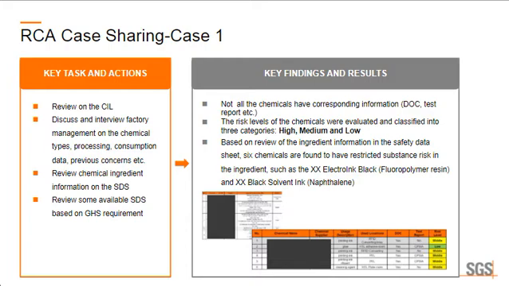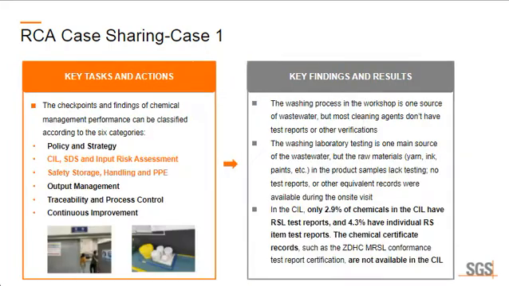We give 2 examples in the slides, and also some other findings. In this factory, the washing process in the workshop is one source of wastewater, but most cleaning agents don't have any test reports or some verification to verify these agents don't contain any RS in the ingredients.